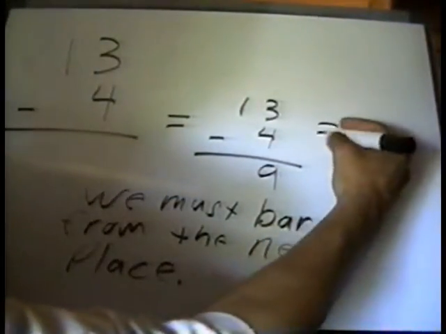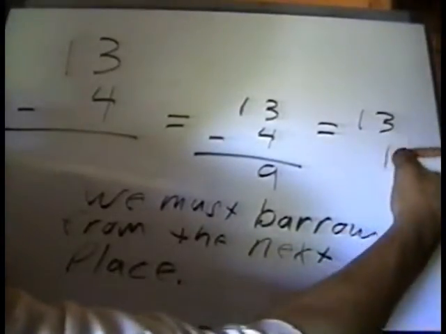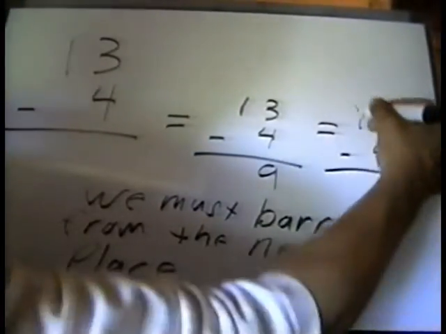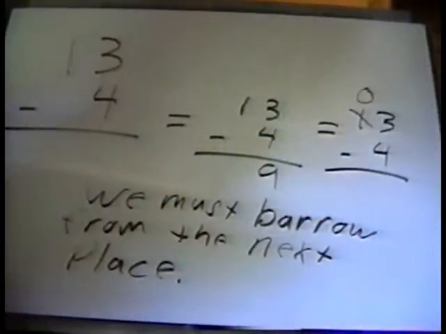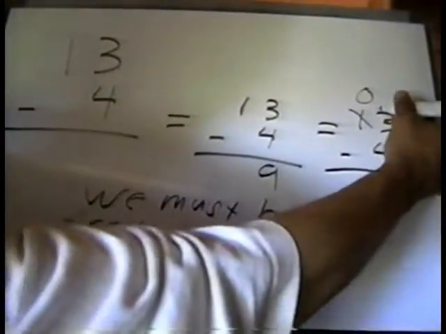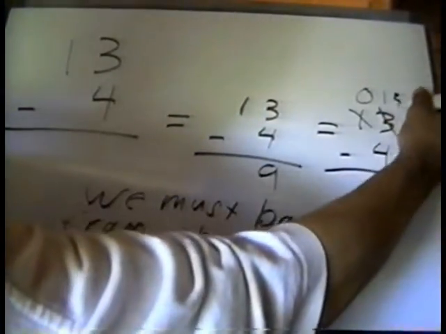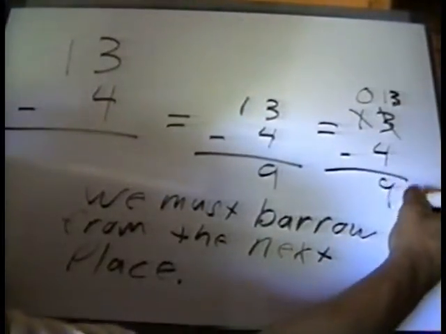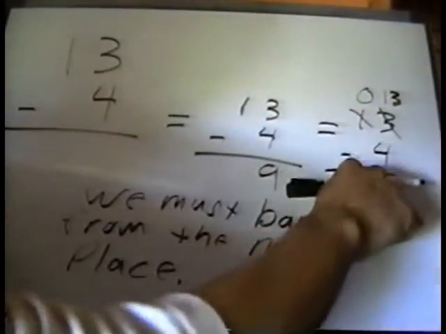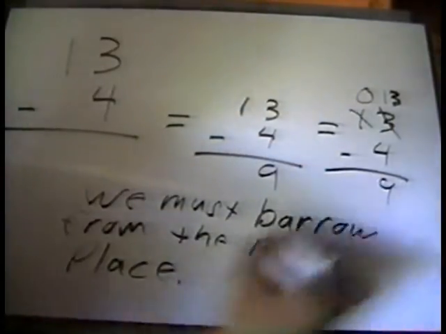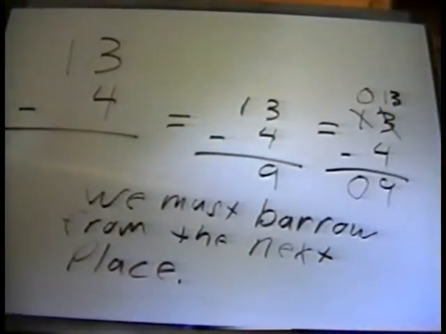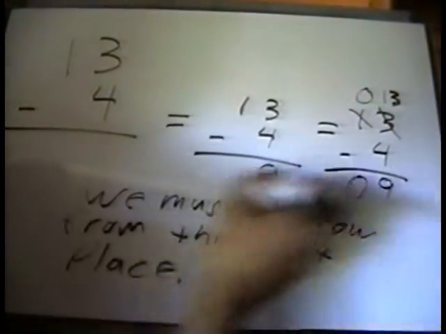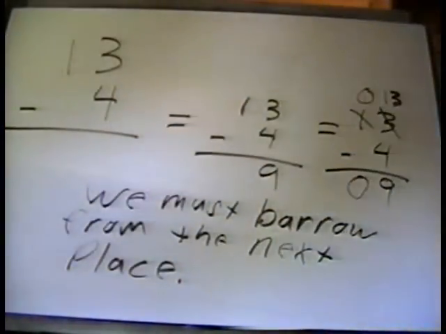Okay? 9. Now to show you what I did mentally, we X out that, it becomes a 0. X out the 3, that becomes 13. So now we're subtracting 4 from 13. Of course, that's 9. 0 minus 0 is 0. Okay?